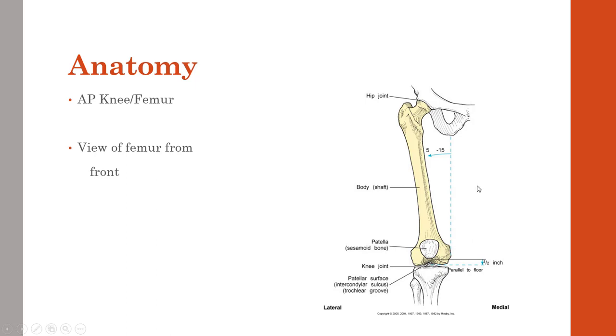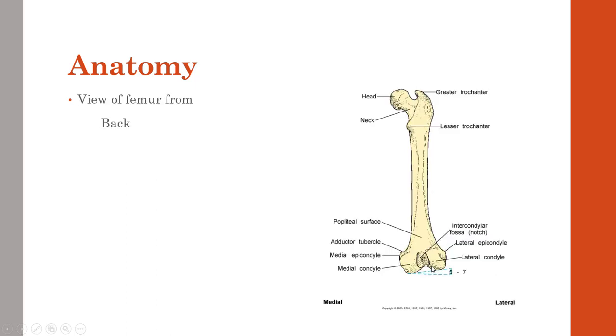Your AP knee, again, we're not going to worry about that proximal portion of your femur. I want you to concentrate on the distal end. So we're going to take a look at the patella, which is also called the sesamoid bone. We're going to take a look at that knee joint and that patella surface. So for now, we'll come back to those trochanters in the next chapter, but we're going to focus down here on the back side of the femur.